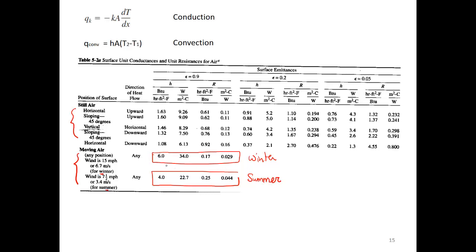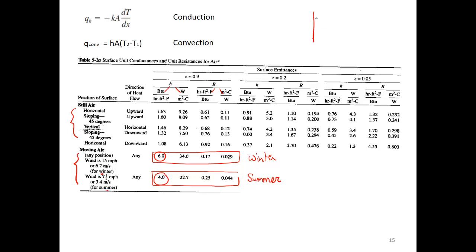The values are, so you have H in BTU, so in English, and SI, or if you want the resistance directly, they give that to you. So 6 for outdoor in winter and 4 in summer. That's BTU per hour foot square degree Fahrenheit. Now for the indoor, it depends also on the wall.